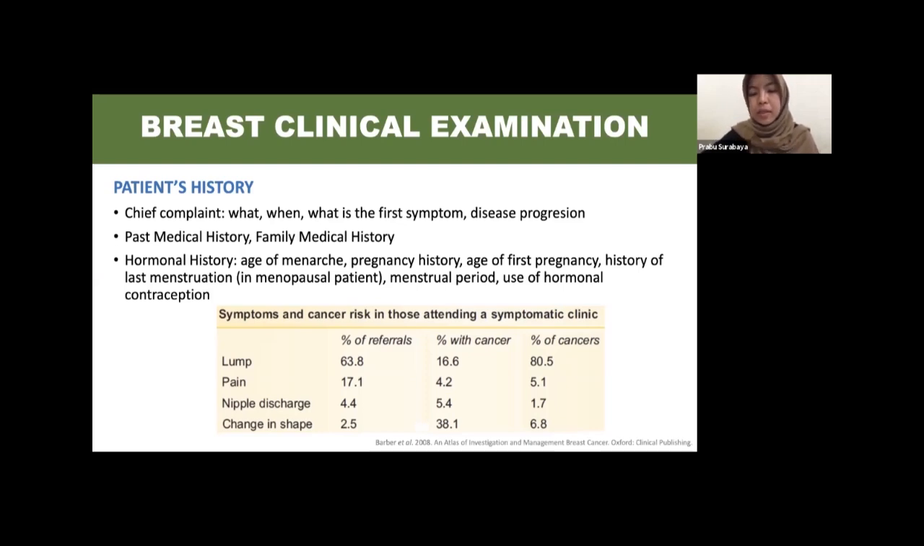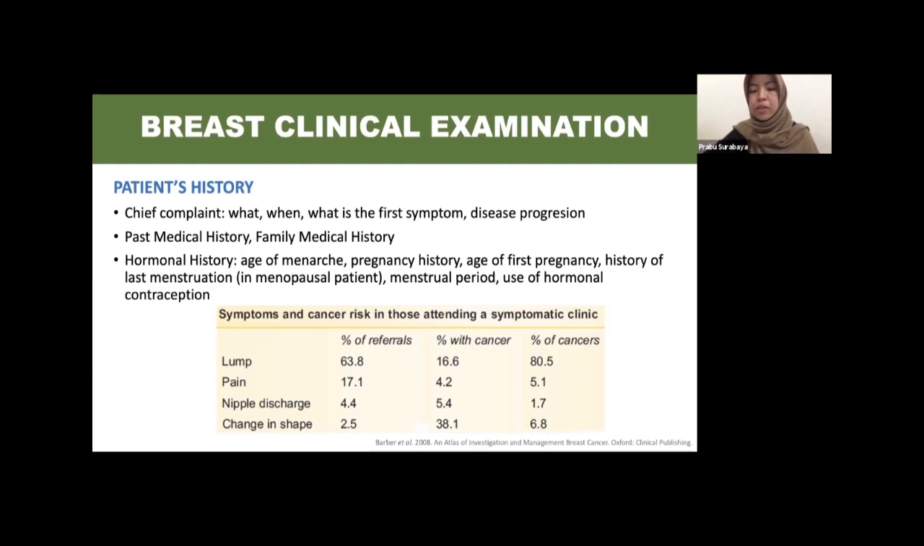In taking the patient's history, we need to take a history of the presenting symptom, which consists of the site of the lump, whether it is constant or changing, the duration, when and how it was first noted, any changes since first noted, the relationship to the menstrual cycle, whether it gets bigger at a certain point in her menstrual cycle, and the symptoms associated with the lump.